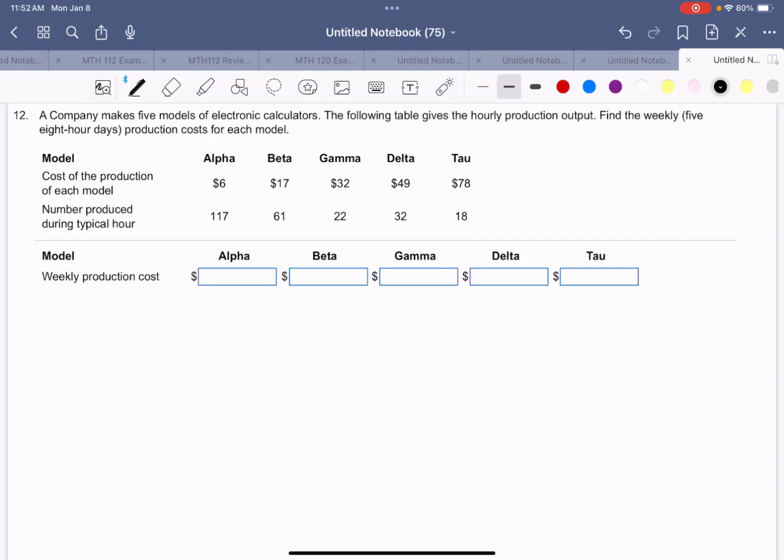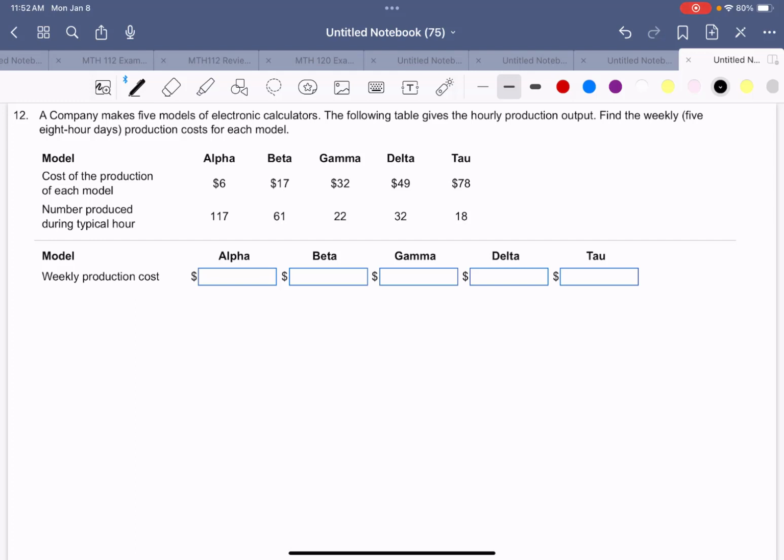The cost of each: the alpha is $6, beta is $17, gamma is $32, delta is $49, and tau is $78. The number produced during a typical hour is 17 for alpha, 61 for beta, 22 for gamma, 32 for delta, and 18 for tau.